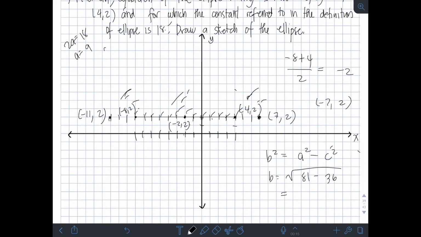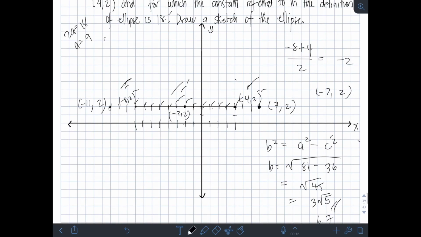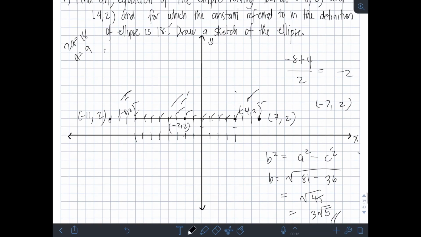So, square root of, anong 81 minus 36? Square root of 45. Or, ilan to? 3 square root of 5. Right? So, therefore, hindi eksakto si B. Radicals. So, okay pa rin. Approximate na lang natin to as, ilan kaya to? 3 square root of 5. 6.7. So, magbibilang tayo ng 6.7 units from the center pataas at pababa.